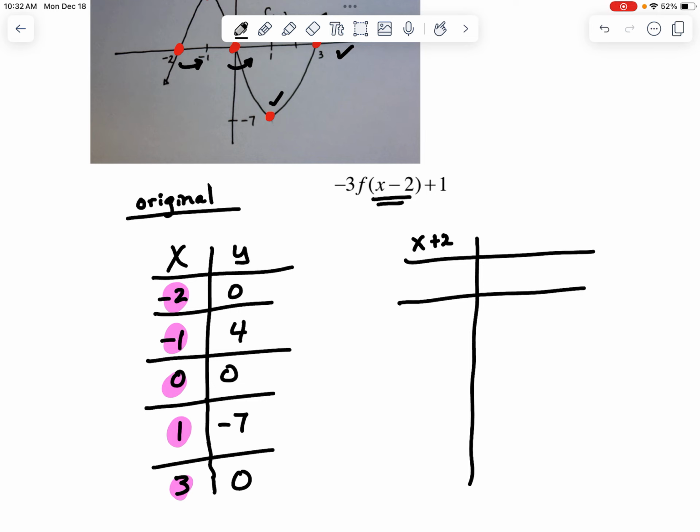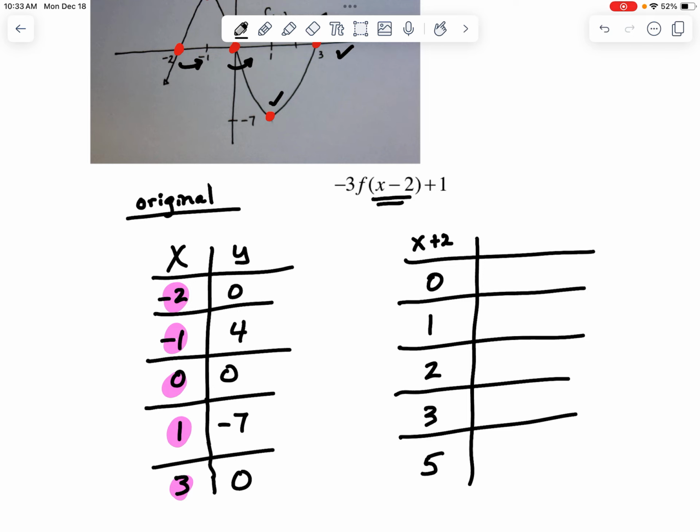So the first one will be -2 plus 2 is 0. The second one will be -1 plus 2, which is 1. Next will be 0 plus 2 is 2. And then 1 plus 2 is 3. And the bottom one is 3 plus 2 is 5. All right, that's the X values.